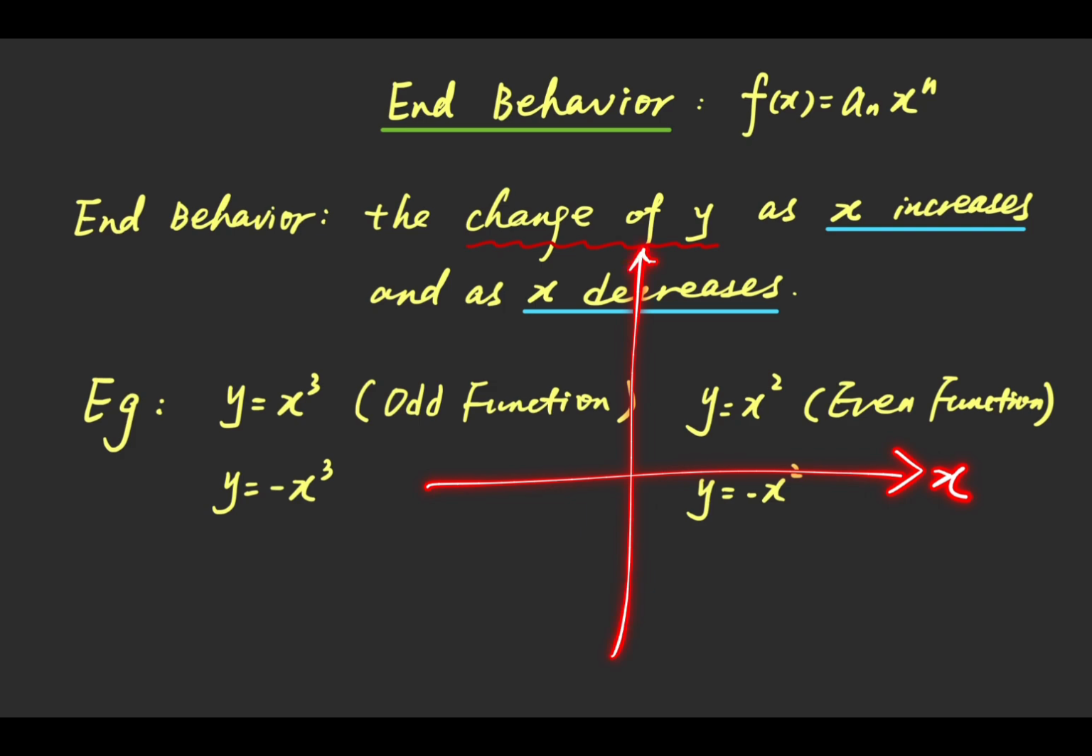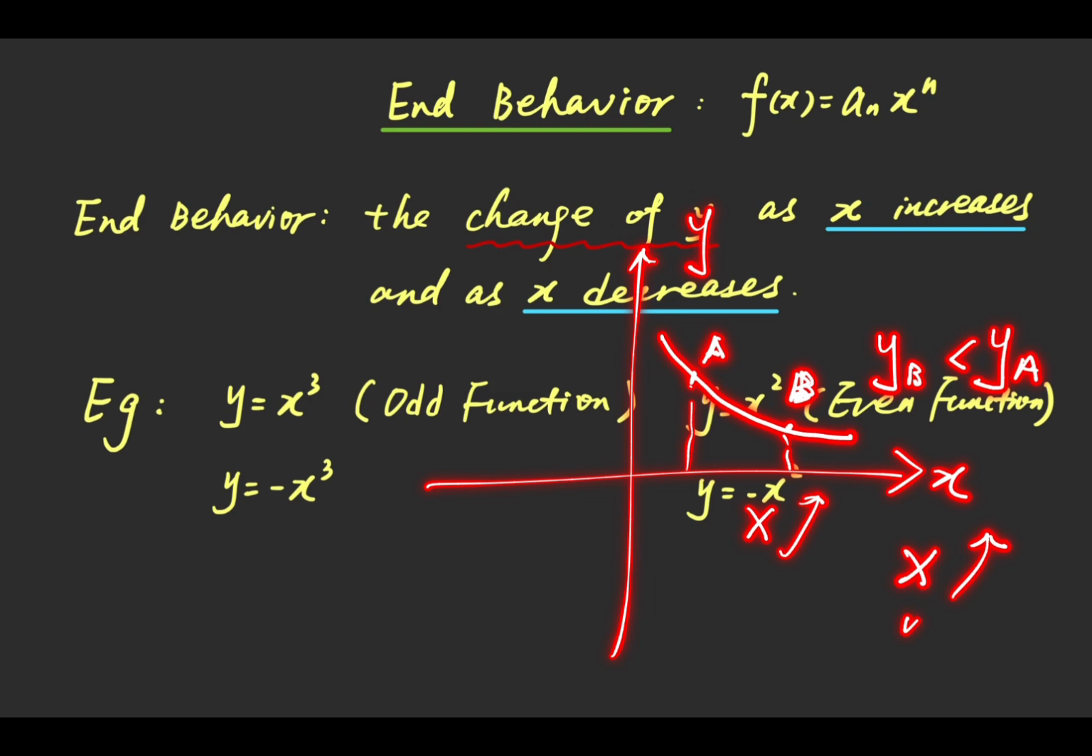The next situation, for example, for this graph, from A to B, x increases, but y for A changes to y for B. You can find out the y coordinate of B is less than the y coordinate of A. So we say x increases, y decreases. This is so-called end behavior.